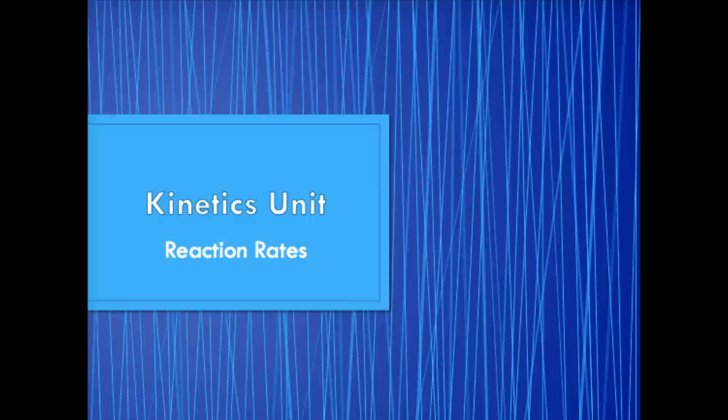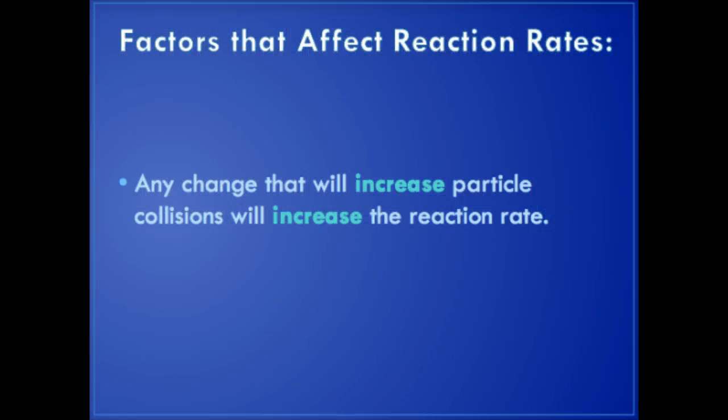This video is going to focus on the different factors that affect the rate of the reaction. What you want to keep in mind as we go through is thinking about a reaction happening on a particle level, taking a magnifying glass and looking down at what's happening to the particles. Anytime that we can increase the number of particle collisions, we're going to have a faster rate, or we're going to increase the rate of the reaction.